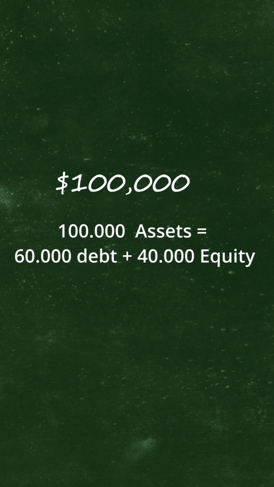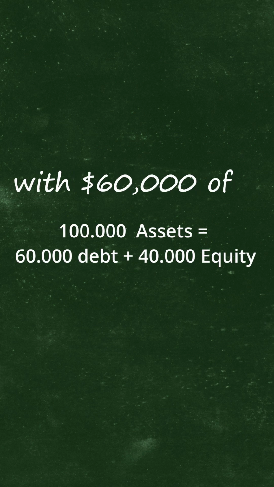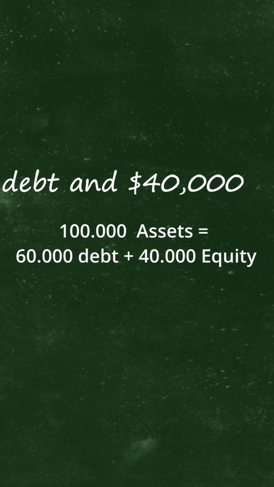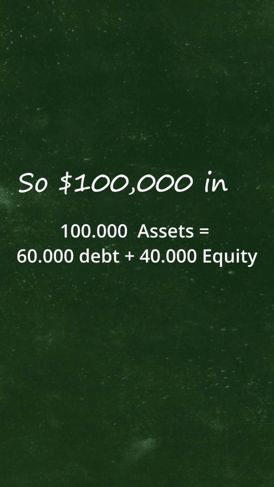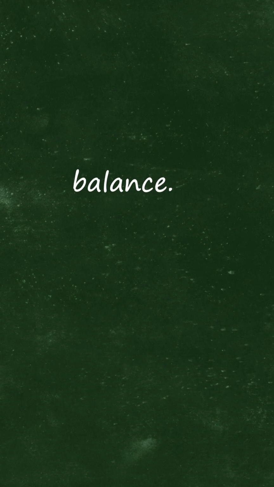Here's a simple example. Imagine a business has $100,000 in assets. Those assets might be financed with $60,000 of debt and $40,000 of owner's equity. So, $100,000 in assets equals $60,000 in liabilities plus $40,000 in equity. And that equation must always balance.